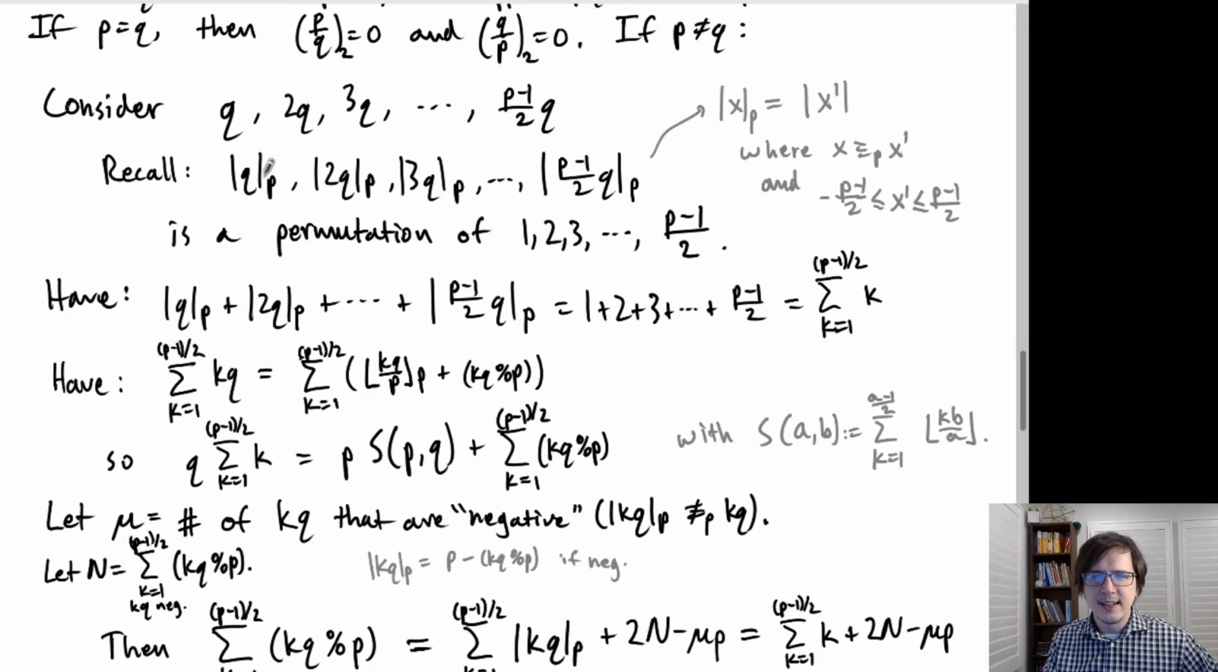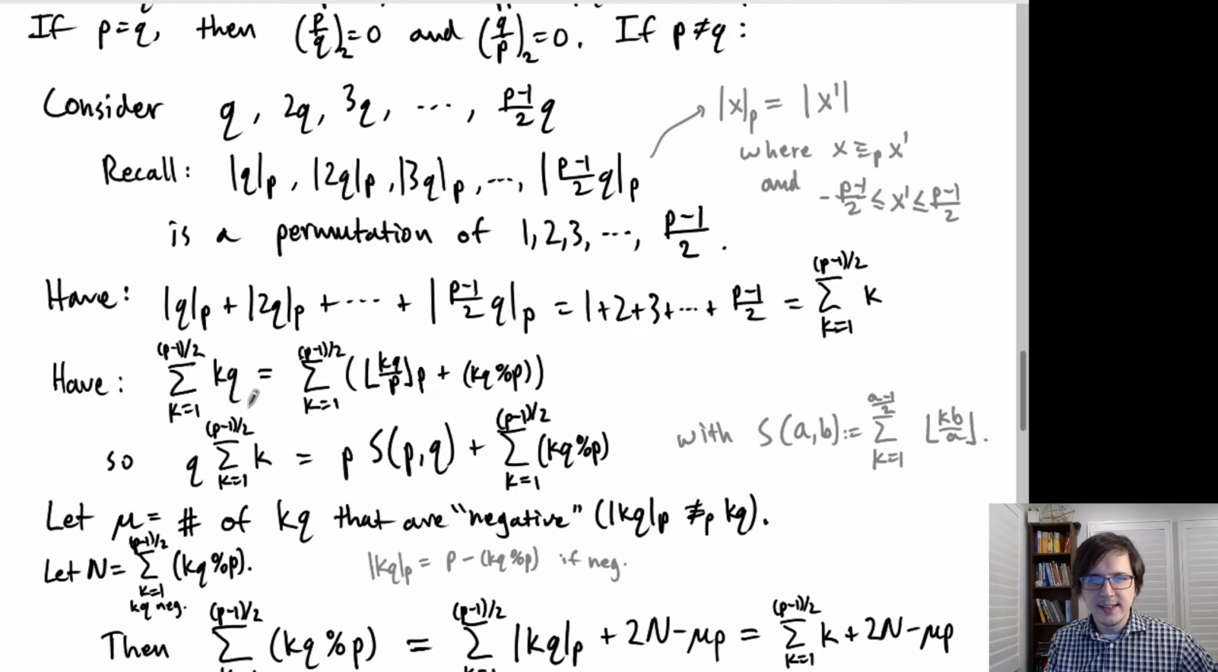So recall that the set of these mod p absolute values is a permutation of 1 through (p minus 1) over 2. So what that means is that in the previous one we multiplied all these absolute values together, but this time let's add them all together. And if we do so, then it's the sum of all the numbers 1 through (p minus 1) over 2. So we'll just write that in sigma notation.